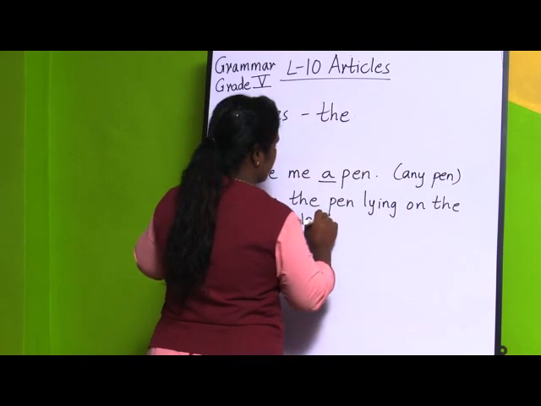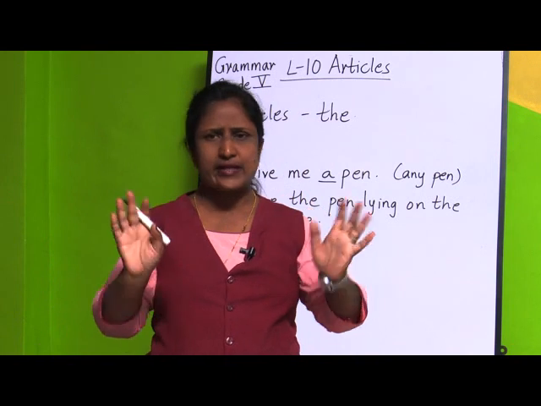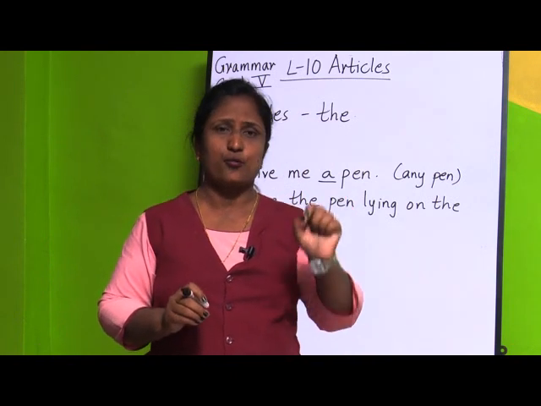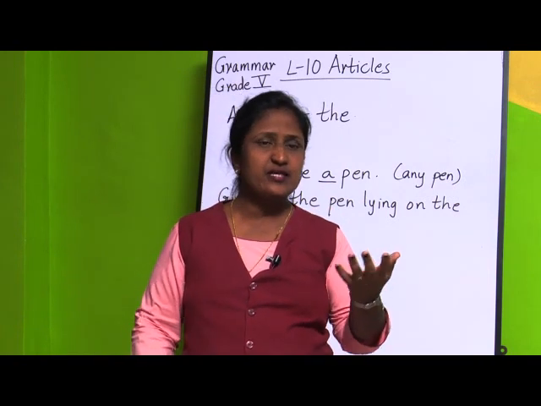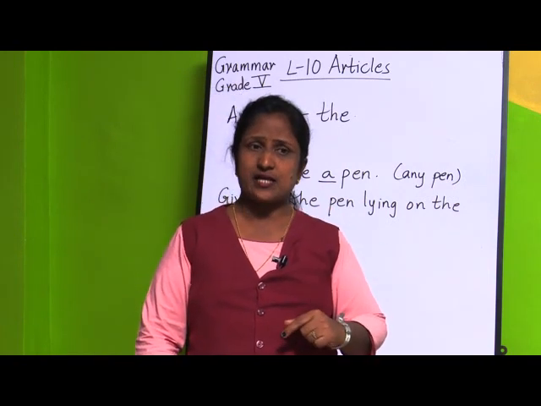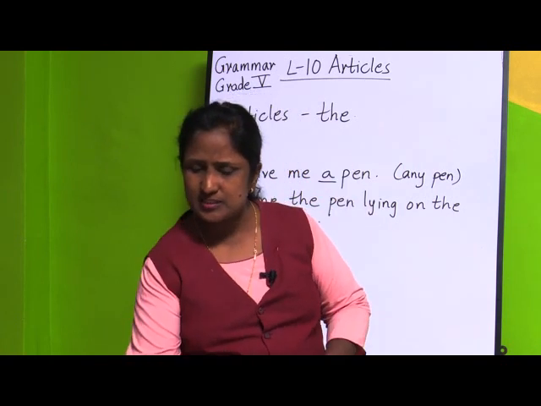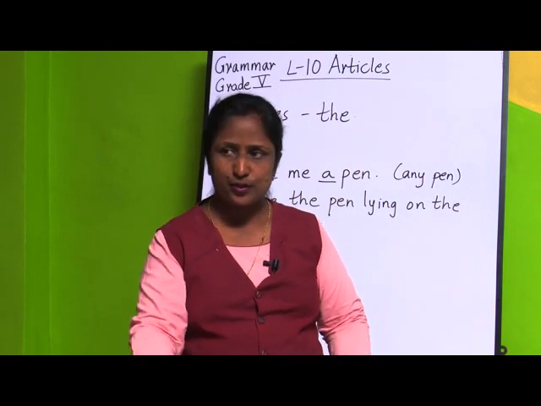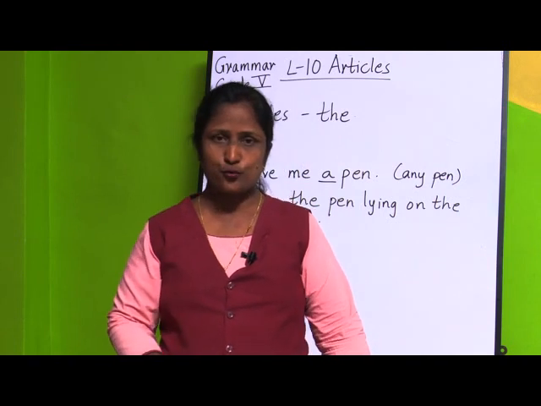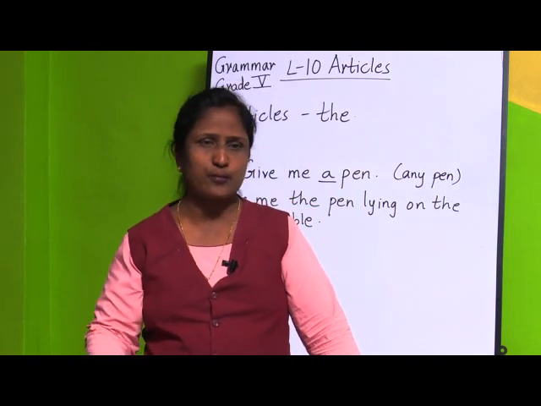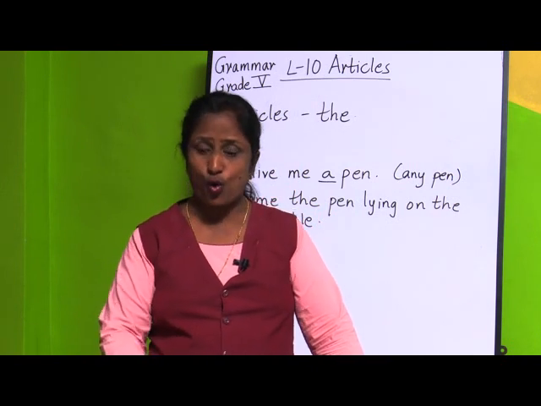See children, if I am there in the class, I will ask you, children give me a pen, means I am asking for any pen from you. I am not saying that I want this Montex pen only or Reynolds pen only. I am asking for any pen. But if I say give me the pen which is on the table, on the table only one pen is there, means a particular pen is there. So, that time I am going to use the article the, because I am talking about only one particular pen. I will say give me the pen lying on the table.